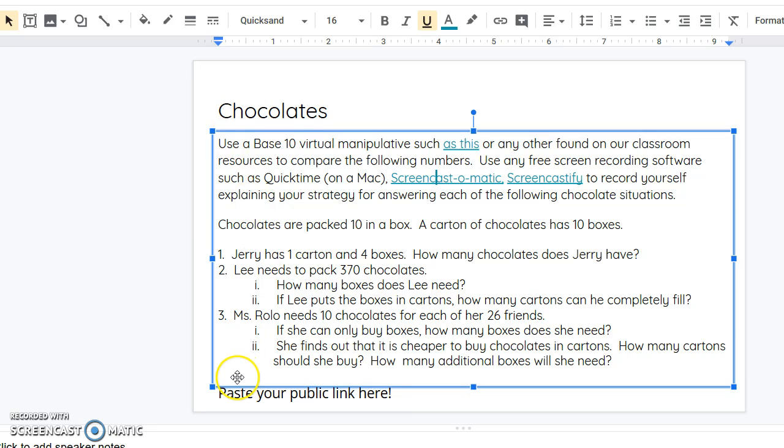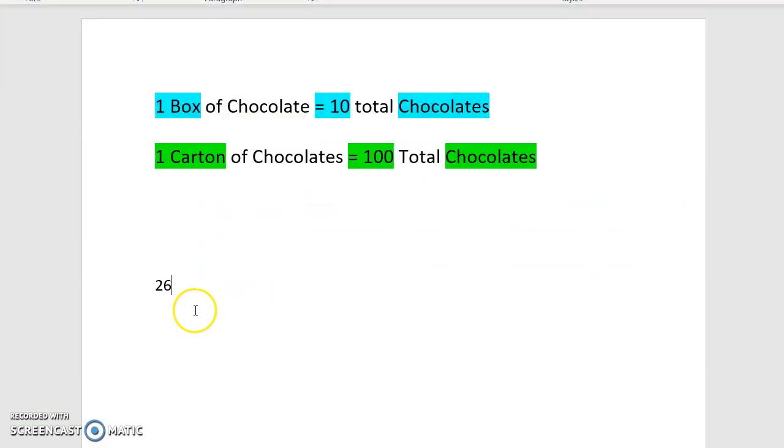Alrighty, on to our last problem. Miss Rollo. Yum, Rollos are good. Alright, hopefully it doesn't cut off on me again. Miss Rollo needs 10 chocolates for each of her 26 friends. Okay, let's go back. She has 26 friends. We need to multiply that by 10. So 26 times 10 equals 260.